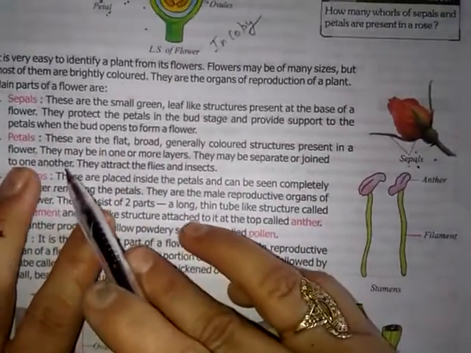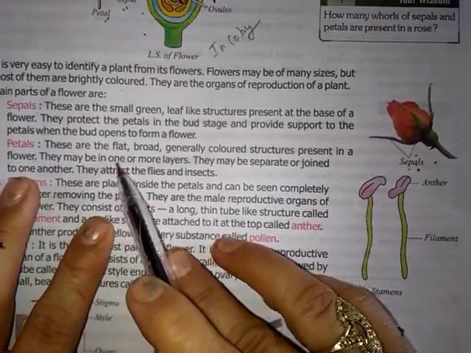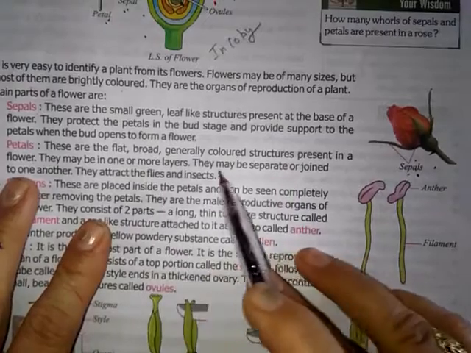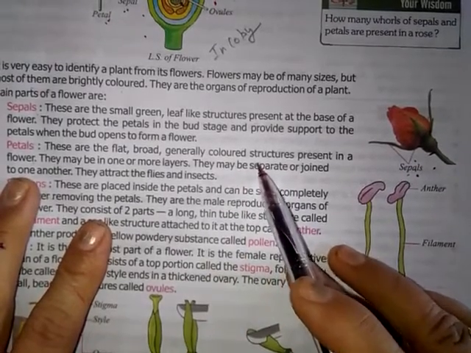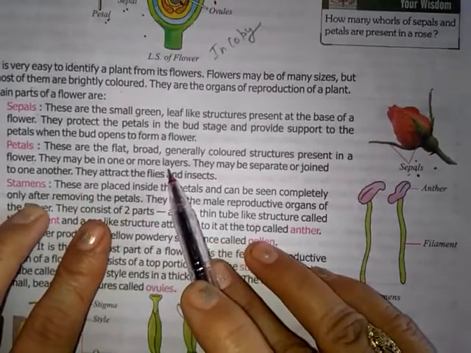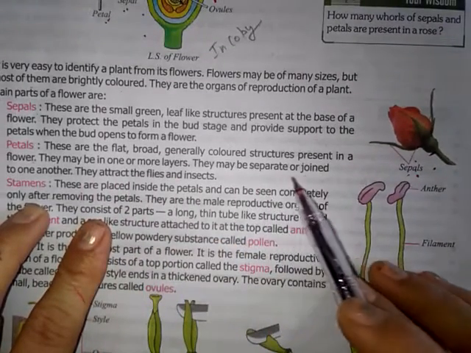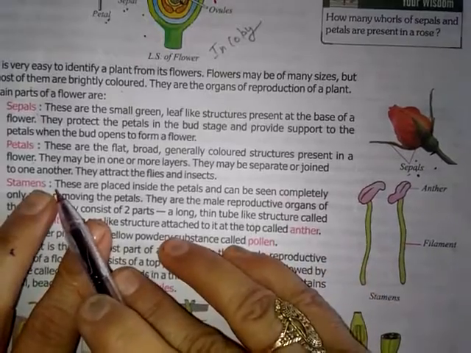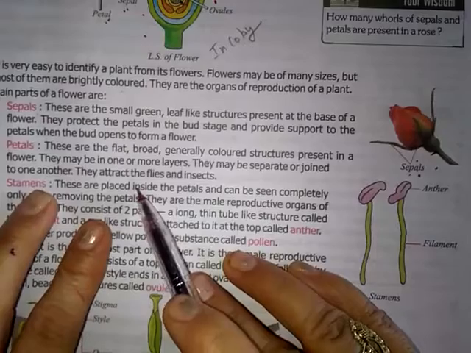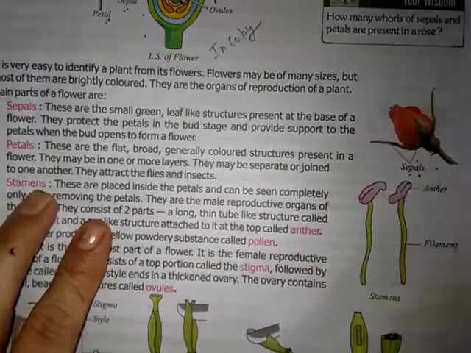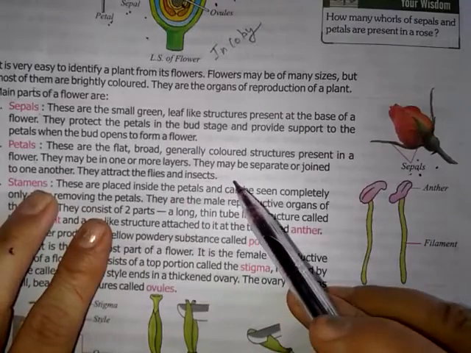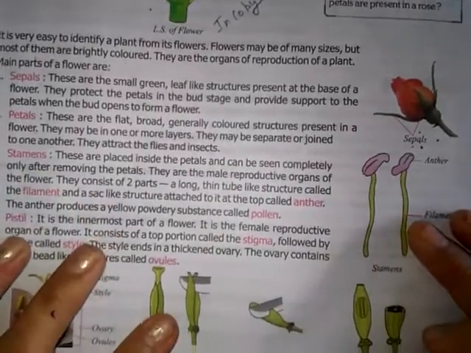Next part is petals. Petals are the flat, broad, generally colored structures present in a flower. They may be of one or more layers. They may be separated or joined to one another, and they attract flies and insects. So why are petals brightly colored? Because they attract the flies and insects for pollination.